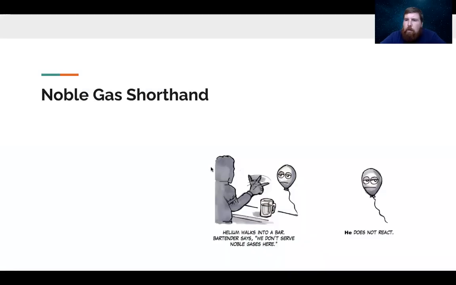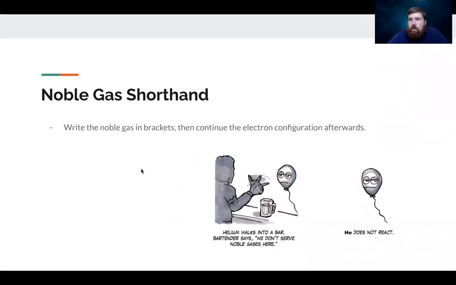So first thing that I want to point out and show everyone is there is a shorthand. When we get further on in the periodic table, some things have 60, 70, 80 electrons, and we have to describe the location of those. And that can be a little tiresome and tedious. At the end of the day, we just need to know what the outermost or valence electrons are doing. And so the noble gas shorthand is a cool trick.